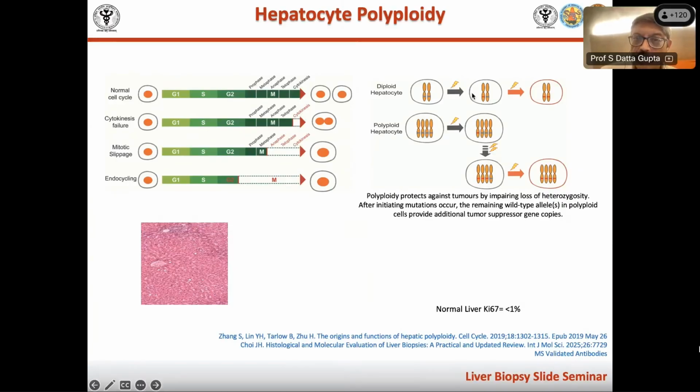So in fact, if you have 4 such chromosomes and there is an autosomal recessive lesion and one of the chromosomes is abnormal, still nothing will happen. Like in this case, you see, here one is abnormal, we are finished. Here one is abnormal, nothing happens because there are 3 more to protect you and so on and so forth. So it protects against tumors. These are the theories, and therefore it provides support to tumor suppressor gene copy.